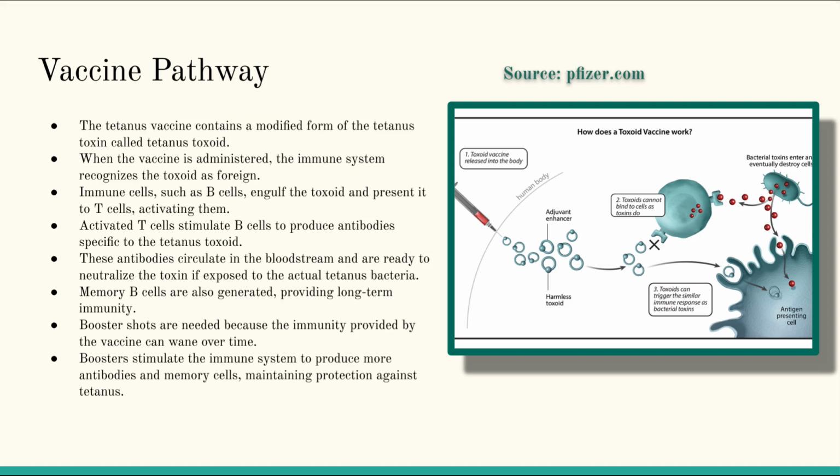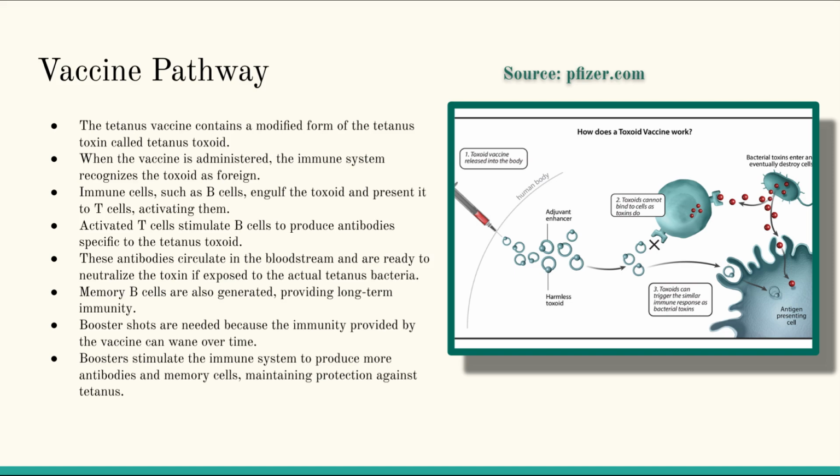So now we're going to talk a little bit about the vaccine pathway. These antibodies are now abundant in the bloodstream and neutralize toxins immediately. So first, let's talk about the steps. First, the modified form of the tetanus toxin enters the body, and the immune system immediately recognizes the toxoid as foreign. And B cells engulf this particle, they neutralize it, and they present the particle to T cells.